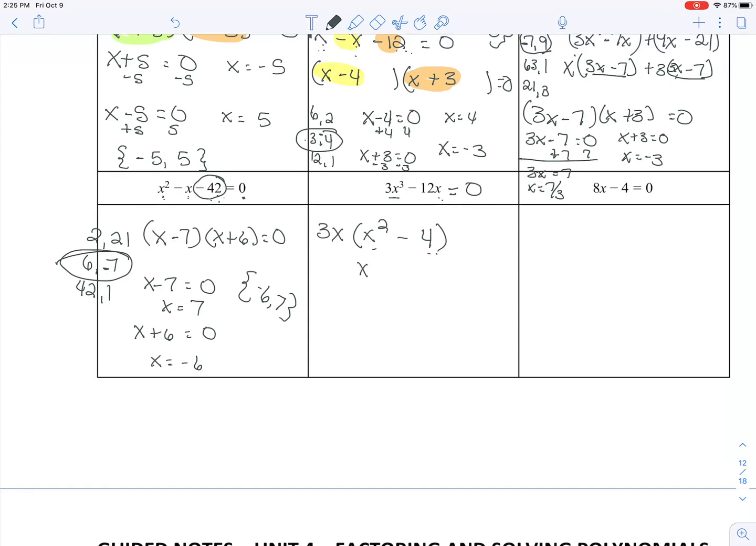So remember, I have to check to see if I can factor this again. And I can. This becomes x plus 2, x minus 2, because it's the difference of 2 squares. So now I set each of these equal to 0. So this will have 3 answers.